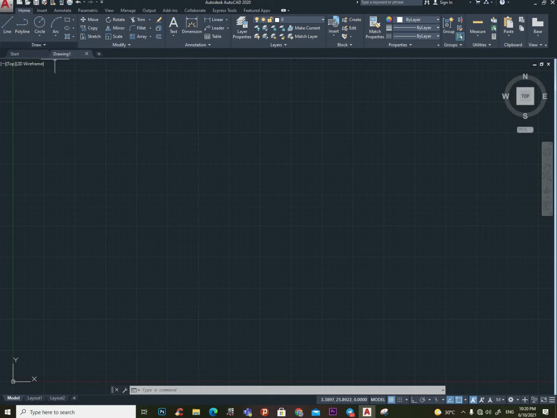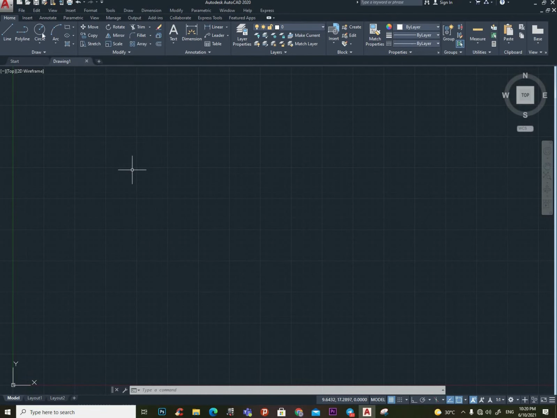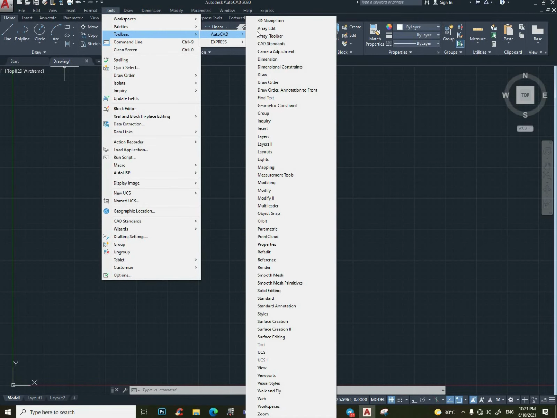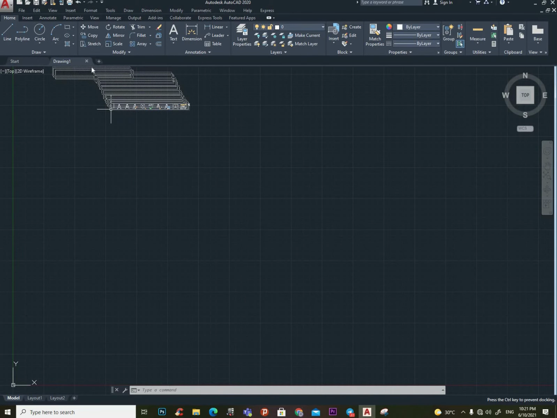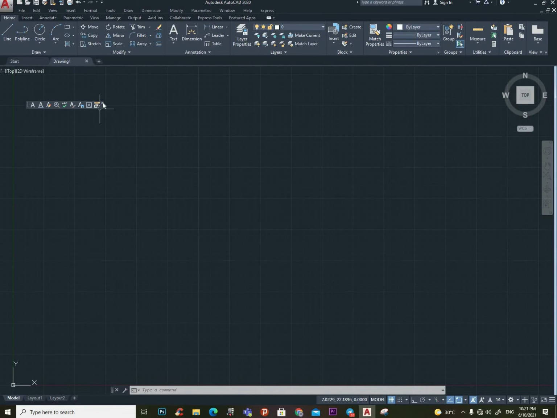How are you going to modify the display of toolbars? You can click on this small arrow, click on show menu bar. Okay, you can see the menu bar is displayed on the top. Click on tools, toolbars, AutoCAD, and you can choose any toolbars you want to. For example, if I want to use text, I click on text. These text toolbars already appeared. If you don't want to use this, you can just click on X button.